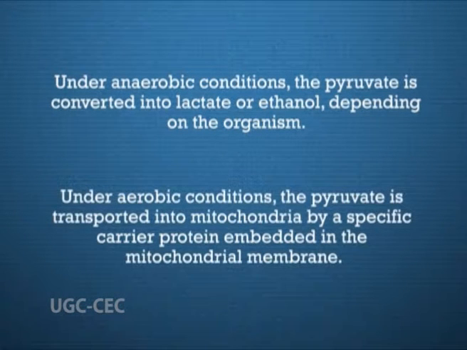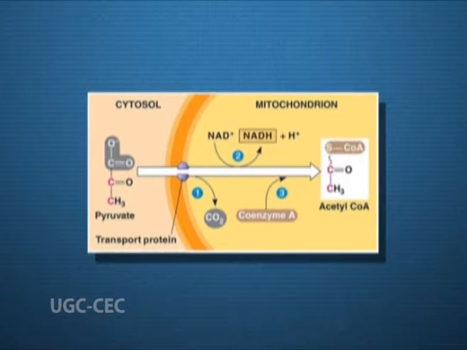Under aerobic conditions, the pyruvate is transported into the mitochondria by a specific carrier protein embedded in the mitochondrial membrane. In the mitochondrial matrix, pyruvate is oxidatively decarboxylated by the pyruvate dehydrogenase complex to form acetyl-CoA. This irreversible reaction is a link between glycolysis and the citric acid cycle. The pyruvate dehydrogenase complex produces carbon dioxide and captures high transfer potential electrons in the form of NADH. Thus, the pyruvate dehydrogenase reaction has many of the key features of the reactions of the citric acid cycle itself.